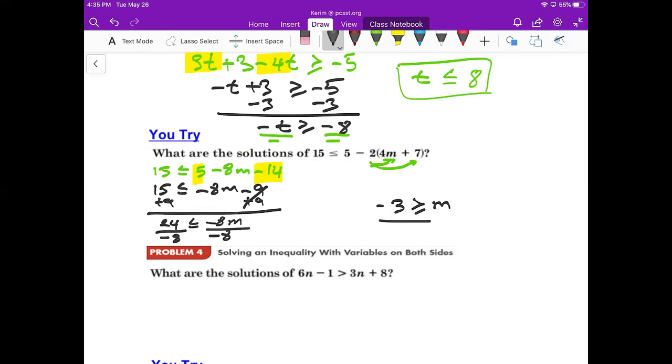But this is not the standard form. You may leave it like this. This is totally fine. This is an answer. But always use the standard form.